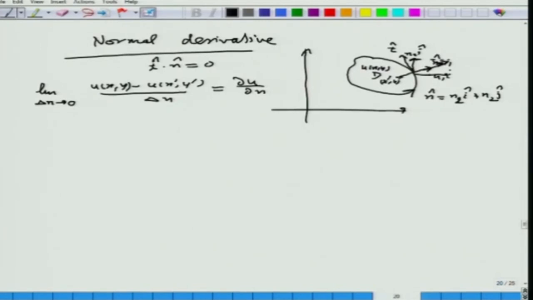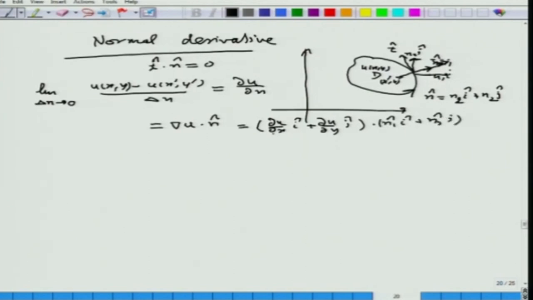Now, this will be actually equal to the gradient of u dot n cap, where n cap is this outward unit normal, and the gradient is del u by del x i plus del u by del y j, and you have this normal n1 i plus n2 j.